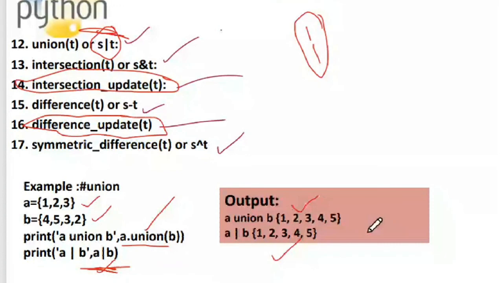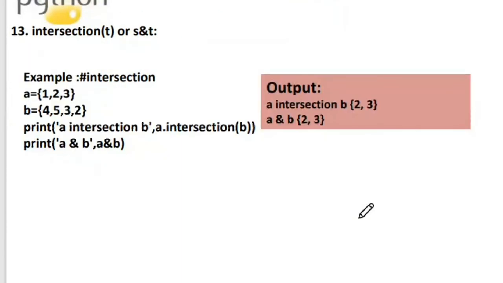Okay, so now we'll see the second one. The second one is the intersection. Intersection is bringing out the common elements between both the sets, right? So I have a set which is 1, 2, 3, and another set is this one. I want to find out the intersection, meaning that I want the common elements in set A and B. So I can use this intersection method.